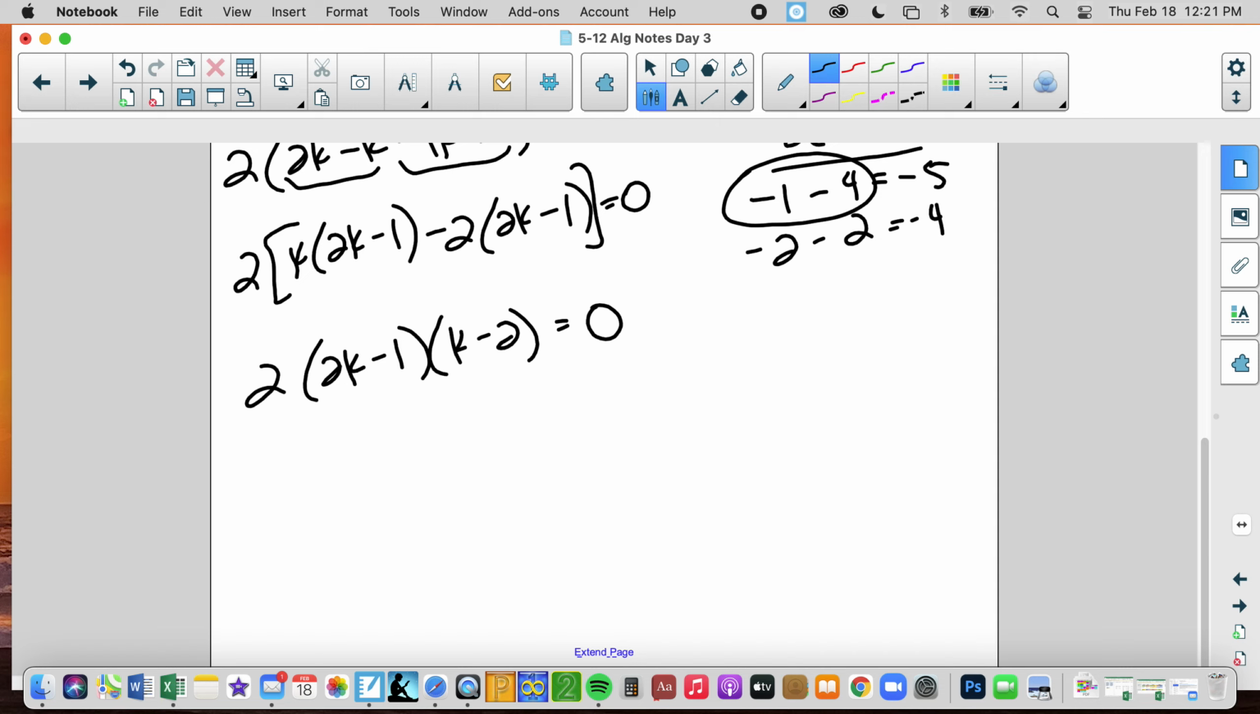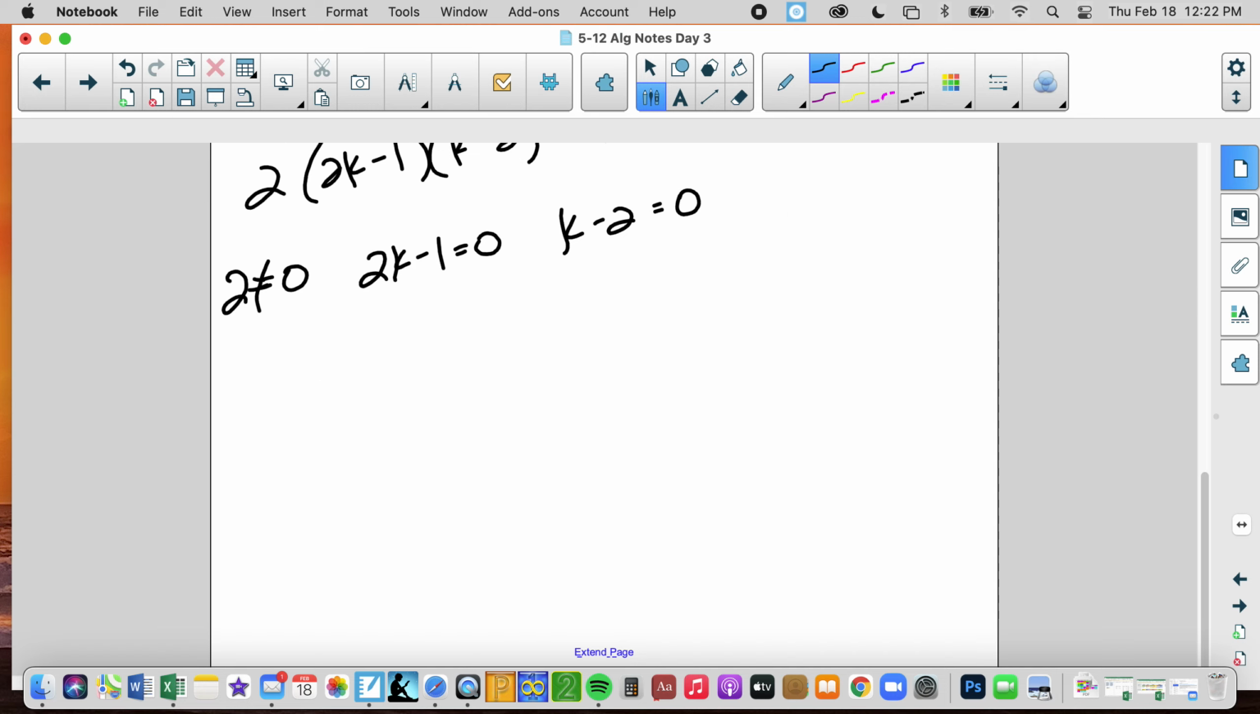So this is that example where you have 3 numbers multiplying to make 0. One of them still has to be 0. There's no other way of getting 0 when you multiply other than one of those 3 numbers equaling 0. Well, we set it equal to 0. Well, 2 can't be 0 because 2 is a constant, and there's no variable there for us to figure out. So that just goes away and negates itself. But now we set the other 2 quantities equal to 0.